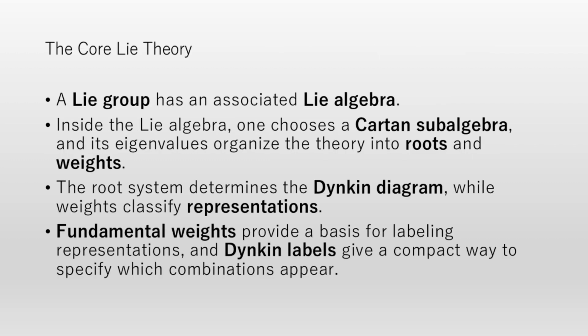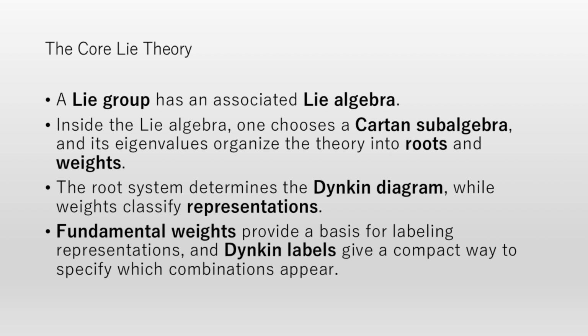To understand this structure, it helps to recall a small amount of Lie theory. A Lie group has an associated Lie algebra. Inside the Lie algebra, one chooses a Cartan subalgebra, and its eigenvalues organize the theory into roots and weights. The root system determines the Dynkin diagram, while weights classify representations. Fundamental weights provide a basis for labeling representations, and Dynkin labels give a compact way to specify which combinations appear.